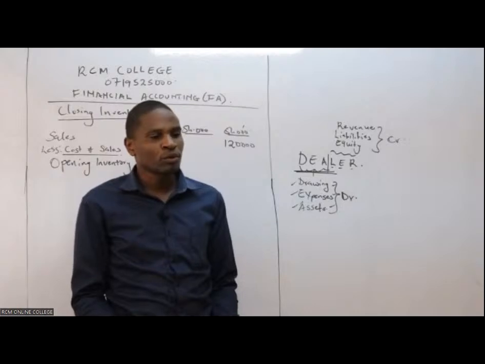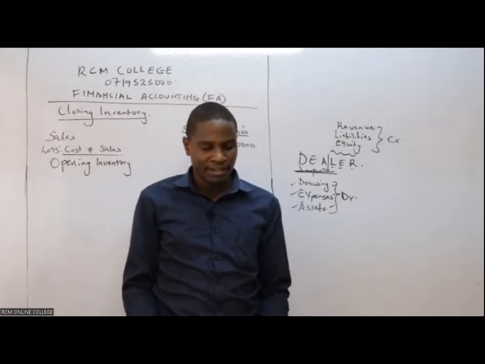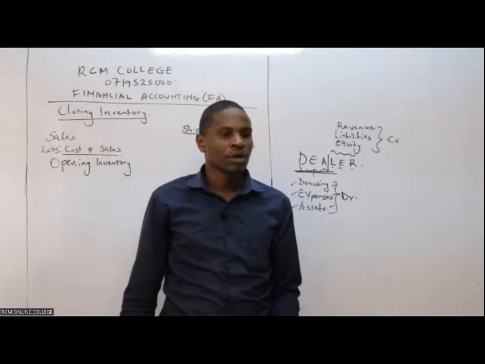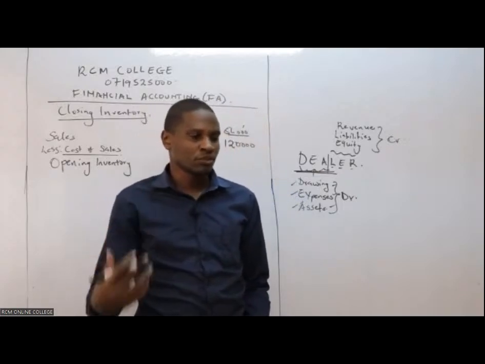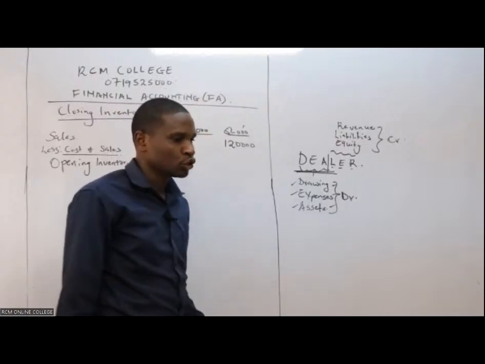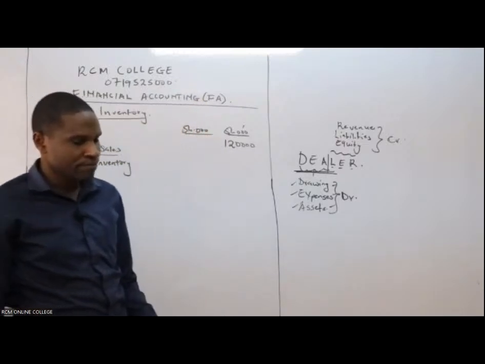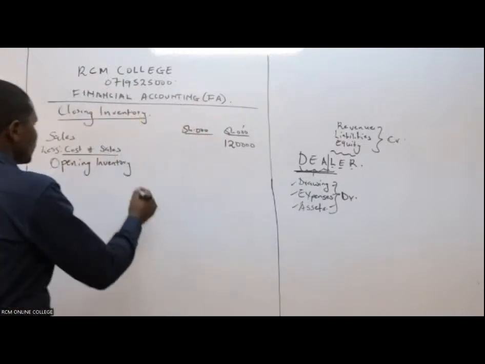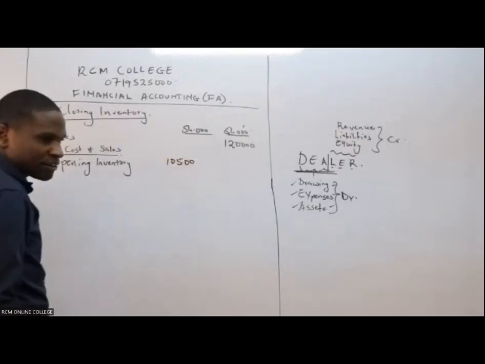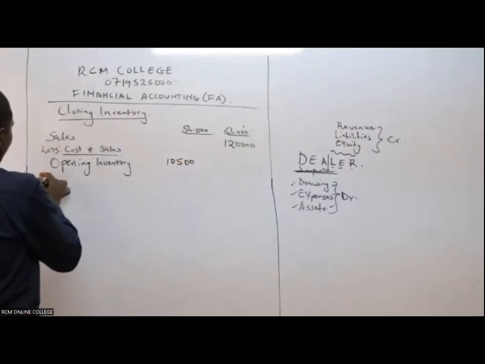Asante. Now, from the question, can you give me the value of opening inventory? Already that is provided by the examiner. For those who have taken a screenshot, we have 10,500. Can you see that? 10,500 as our opening inventory. Then we add purchases.